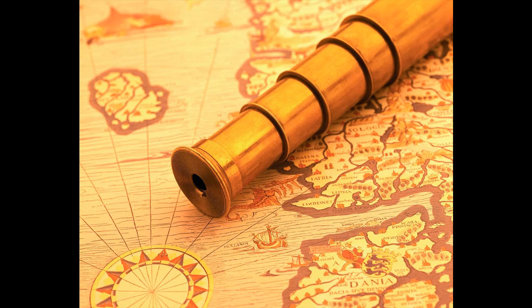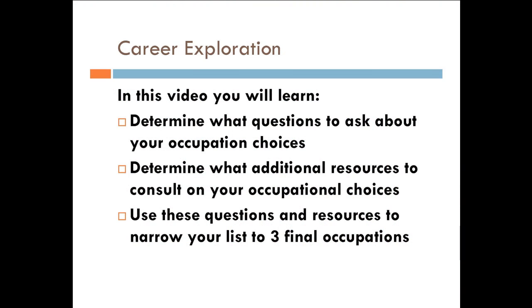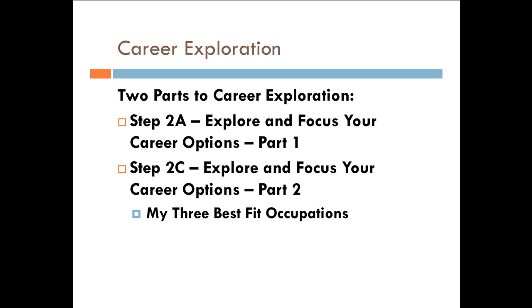This video will help you understand the list of questions you need to ask about each occupation, learn the different resources you need to investigate your final choices, and narrow your list of occupations down to 3 jobs for final exploration. There are 2 parts in the career exploration training that you must complete for this exercise. Step 2A, Explore and Focus Your Career Options, Part 1, and then Step 2C, Explore and Focus Your Career Options, Part 2, My Best Fit Occupations.